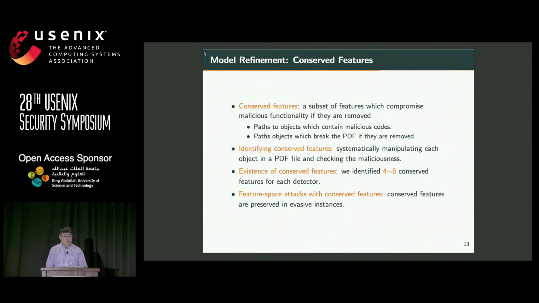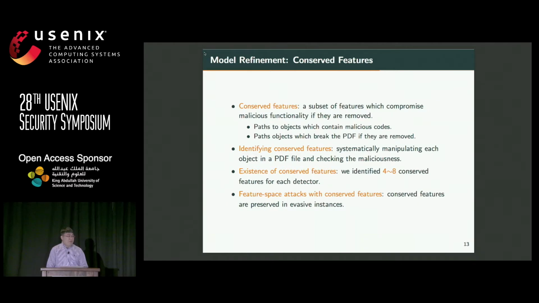Our answer to this question is yes, and we use conserved features. Conserved features are a subset of features which compromise malicious functionality if they are removed. There are two types of conserved features. The first type is that if we remove those features, then the malicious code or payload will be removed as well. Another type of conserved features are those which will break the PDF if they are removed. For example, there are some features in the PDF such that if we remove them, the PDF cannot be opened. If it cannot be opened, the malicious payload will not be executed. So we have two types of conserved features.